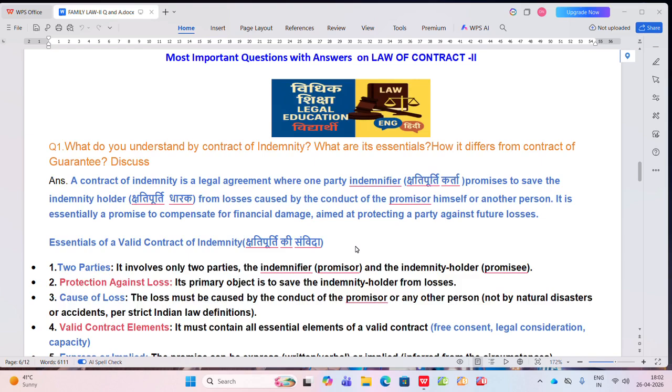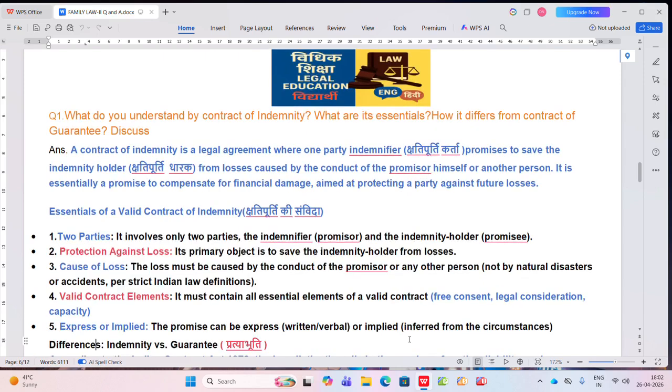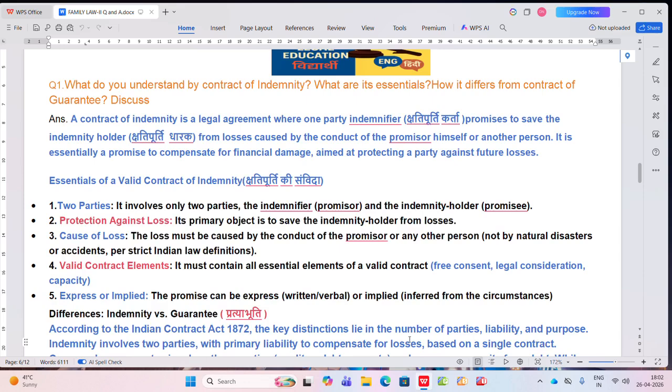Fourth is valid contract elements. It must contain all essential elements of a valid contract. जैसे हम कॉन्ट्रैक्ट लॉ में एक कॉन्ट्रैक्ट बनाते हैं, एक एग्रीमेंट करते हैं, तो उसमें क्या होता है? फ्री कंसेंट होता है, लीगल कंसिडरेशन होता है, and those who are taking part in the contract must have the capacity to contract. So these are the valid contract elements. It must be needed in this case also, in case of contract of indemnity. And fifth is express or implied. The promise can be expressed, written or verbal, or implied, inferred from circumstances. So these are the 5 essentials of a valid contract of indemnity.